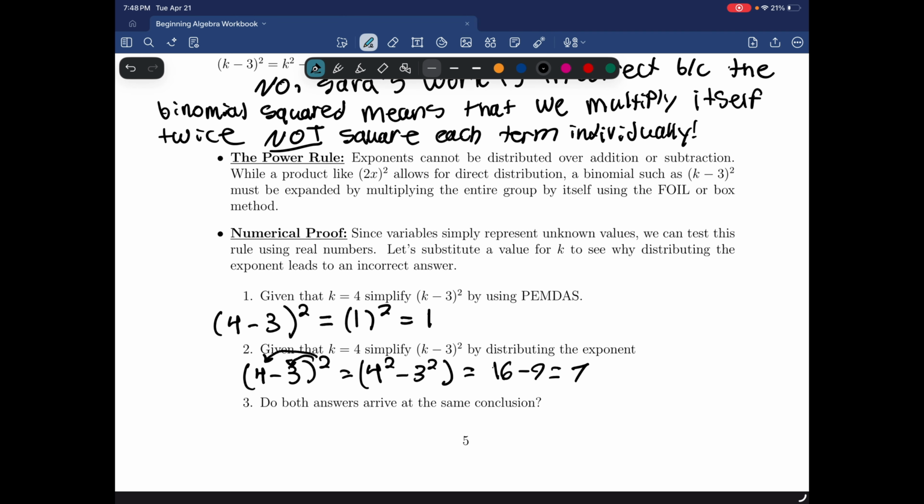And that leads us to the last question. Both answers do not arrive at the same conclusion. So therefore, we can't just distribute in the exponent.